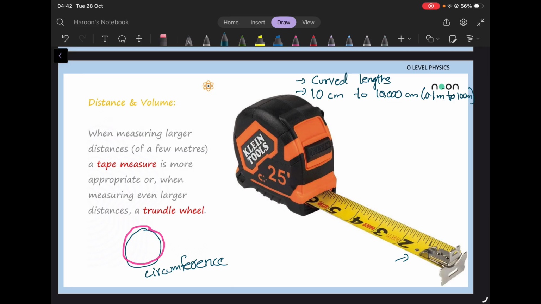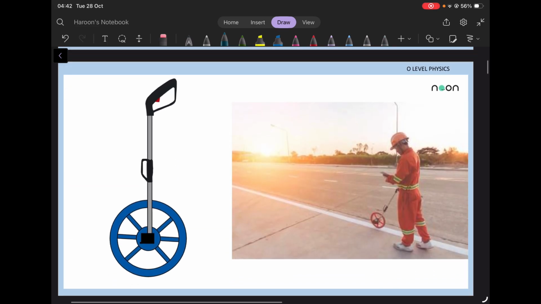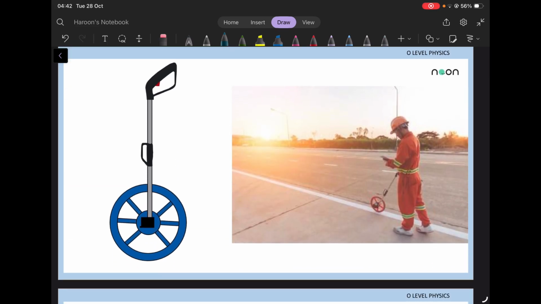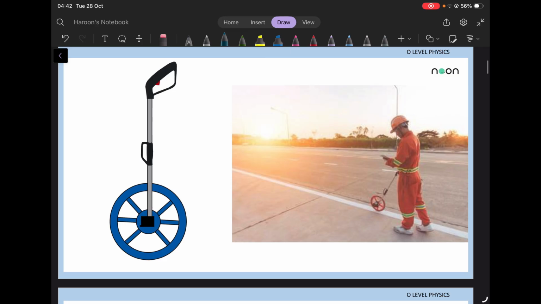Next up, we also have a trundle wheel. It looks somewhat like this, and trundle wheel is basically used to measure curved lengths as well as straight lengths, and it is used to measure longer lengths. For example, we want to measure the length of, let's say, a 2 kilometer road. Tape measure would not be that appropriate. So we can use the trundle wheel, or we can use other tools as well to measure longer lengths.